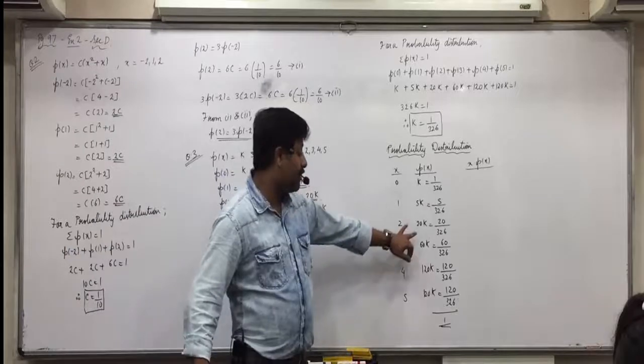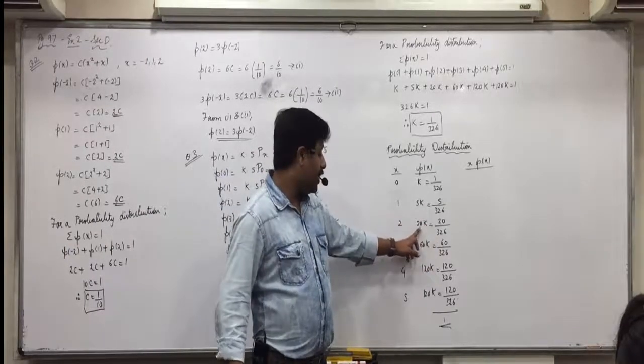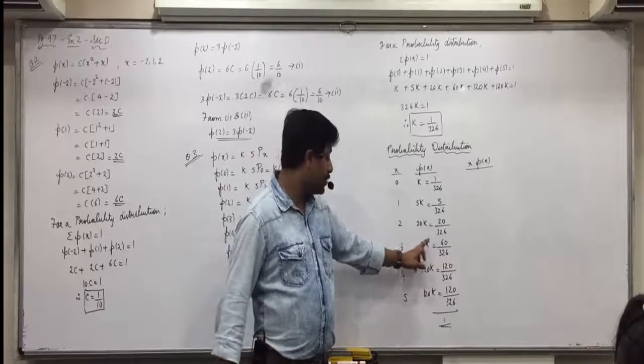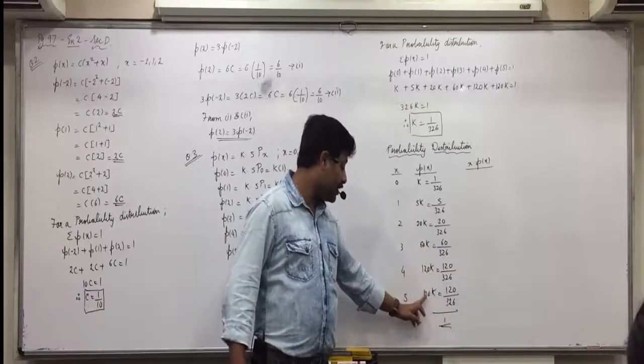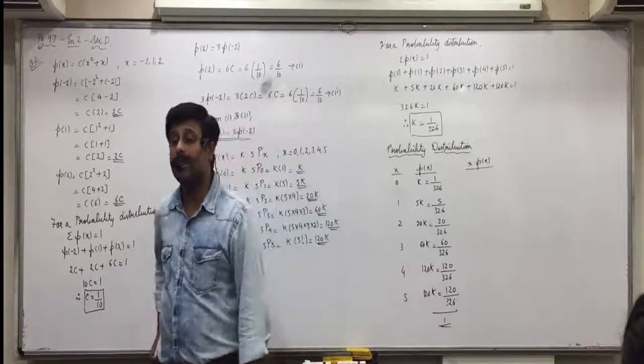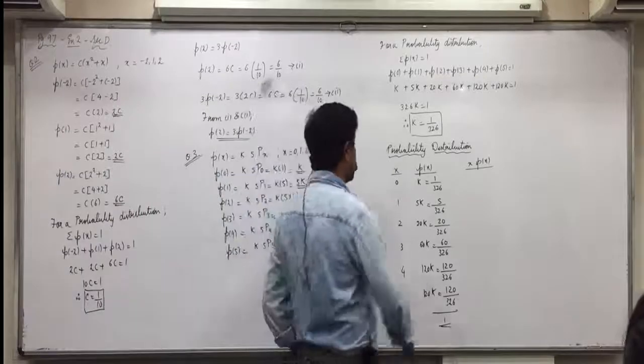Anyone who did not understand why 20 by 326, 60 by 326? 20 into 1 by 326. 60 into 1 by 326. 120 into 1 by 326. 120 into 1 by 326. Got it, everyone? Now x into P(x).